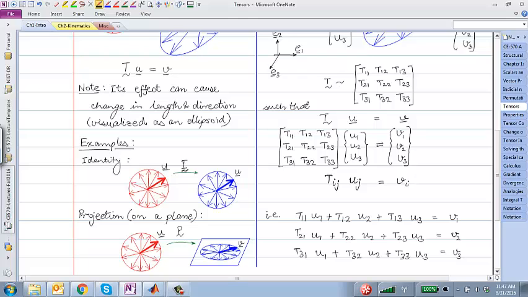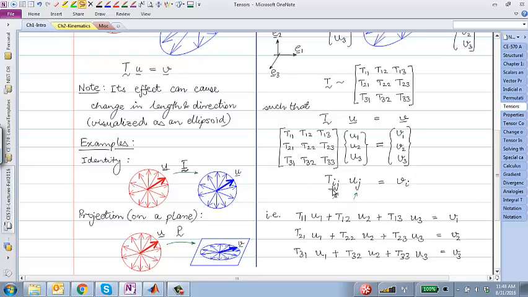That's right. Of course, since j is repeated, that immediately implies that there is a summation sign here, but I will intentionally not write it this time because now I want to start using the indicial notation. So the fact that I've written this expression in this way means that there is a summation sign here, but I'm not going to explicitly write it.